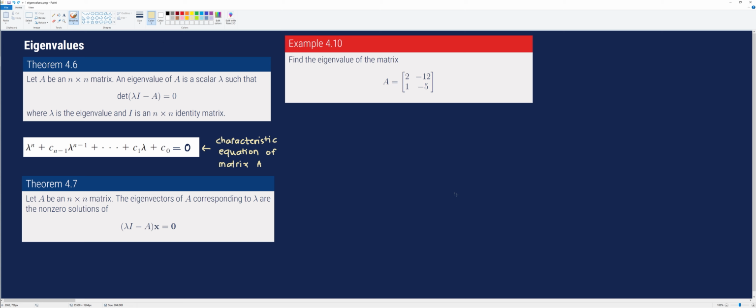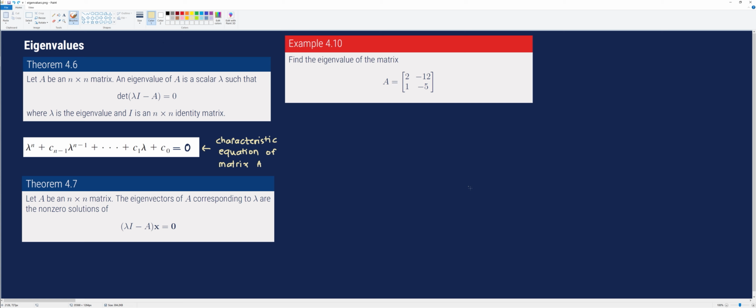Let A be an n by n matrix. An eigenvalue of A is a scalar lambda such that the determinant of lambda times the identity matrix minus A is equal to 0, where lambda is the eigenvalue and I is an n by n identity matrix because A is an n by n matrix. The equation determinant of lambda times I minus A is equal to 0 is called the characteristic equation of A.